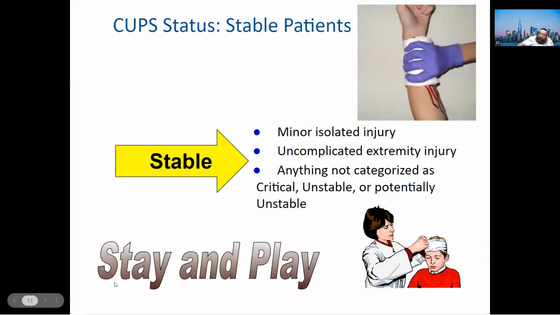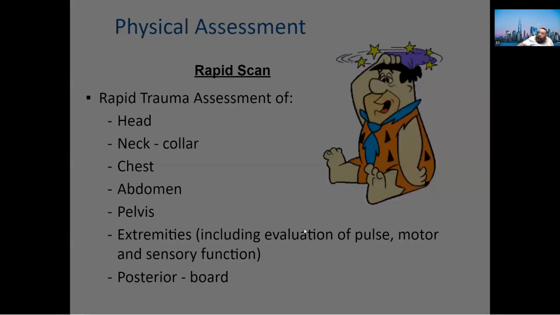The opposite of load and go is stay and play. Now, you won't get one of these in the state exam, but these are minor injuries, things that you can treat first, transport later. Anything that's not critical, unstable, or potentially unstable will be a stable patient, and we call these stay and play. We will not be dealing with this.